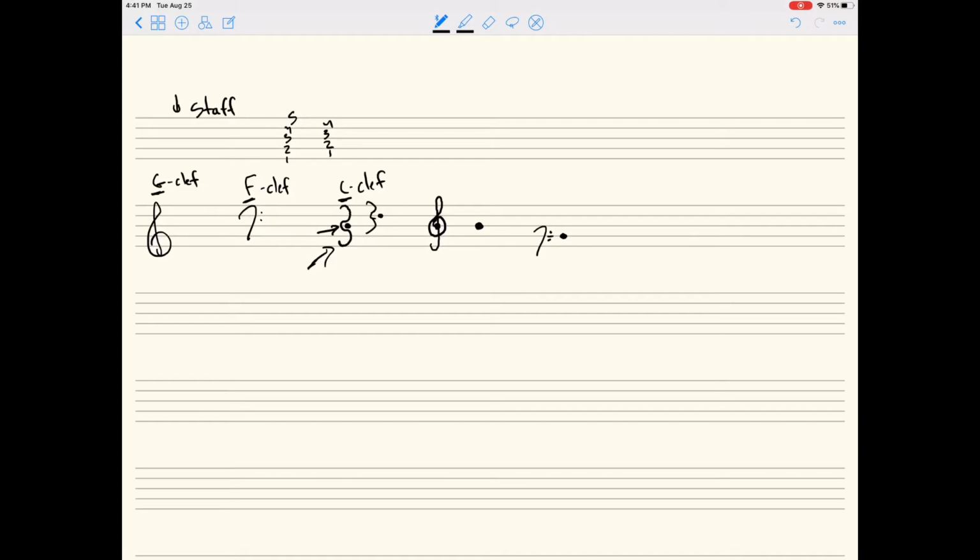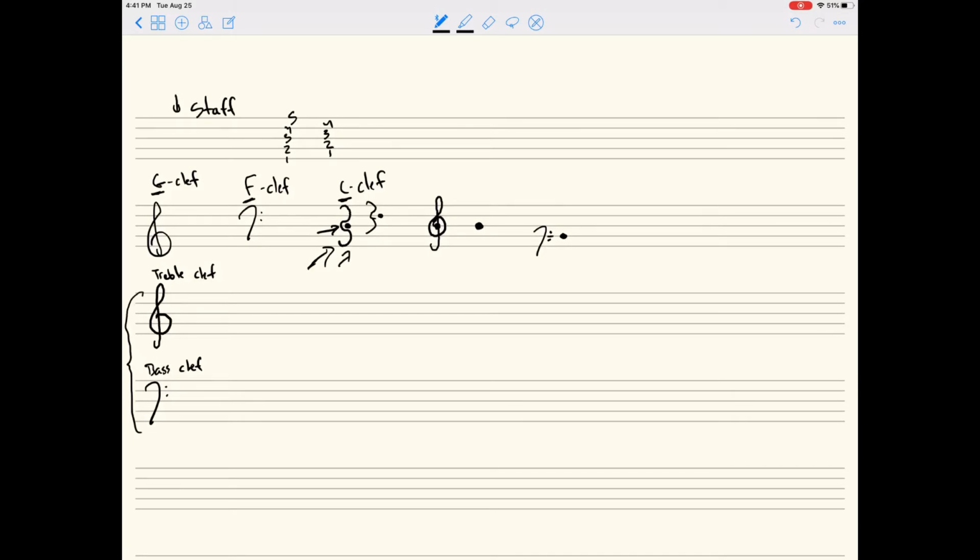Now I'm going to draw these where we normally see them. This is where we normally see the G clef, and when it's here we call it the treble clef. And this is where we normally see the F clef, and when it's here we call it the bass clef. And together these make the grand staff. Again, the C clef we're not going to worry about too much in choral music.